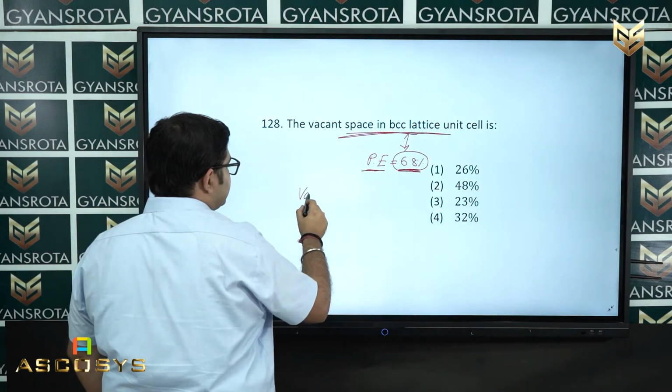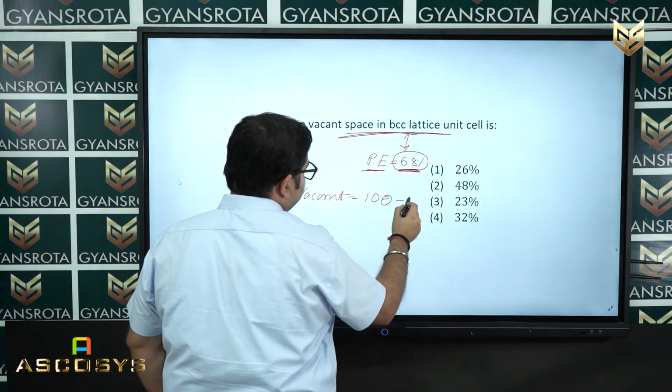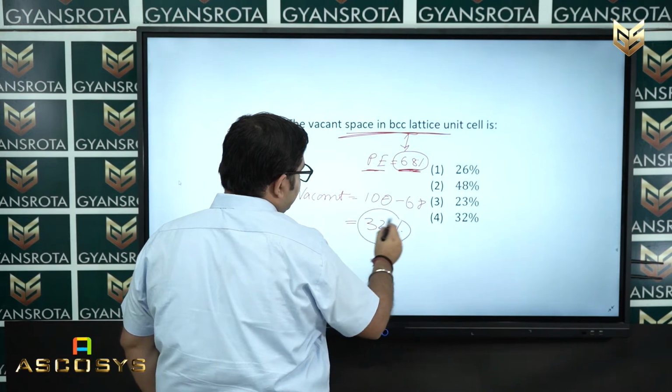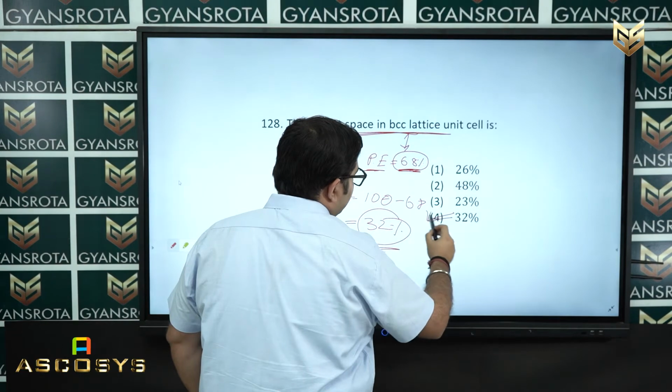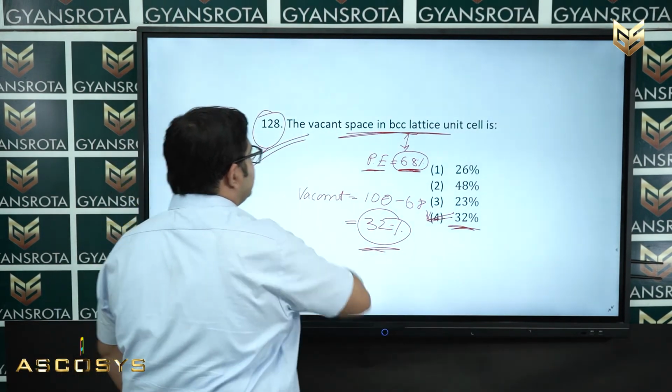Now, for vacant space, 100 minus 68 you are getting as 32. So, this 32% is your empty space or vacant space. Now, if you see option number 4, 32% is the correct answer of your question number 128.